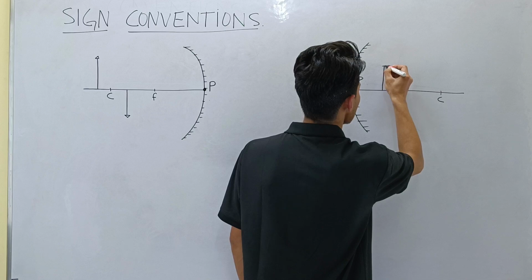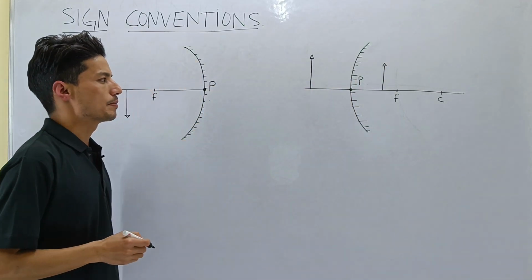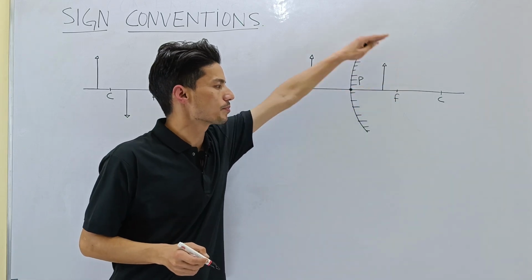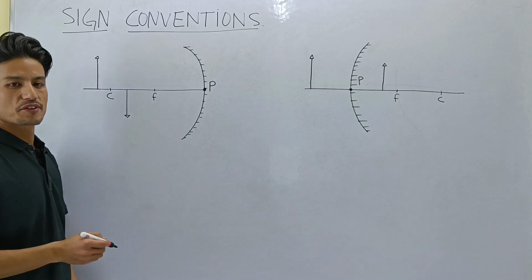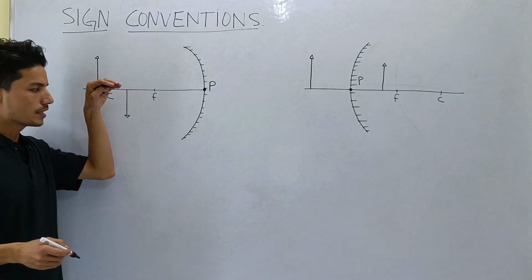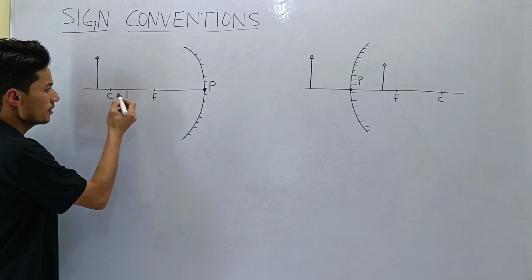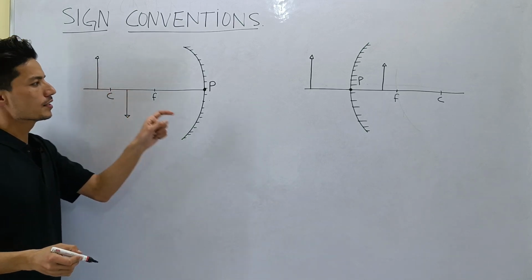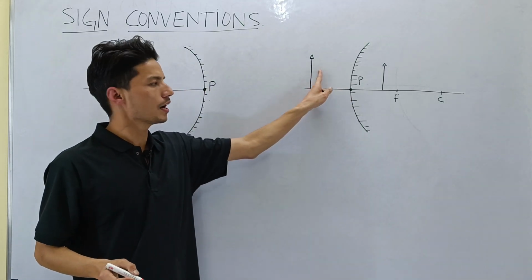It will be an upright image because this is a virtual image. Virtual images are upright. Upright means they are above the principal axis. This line is called the principal axis, whereas real images are inverted. This is a real image, and it is inverted, below the principal axis. The object is upright. The object in both cases, concave as well as convex, will be upright.